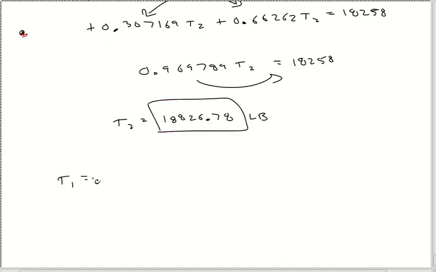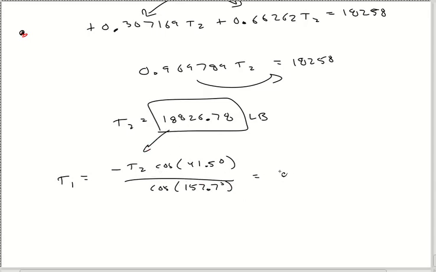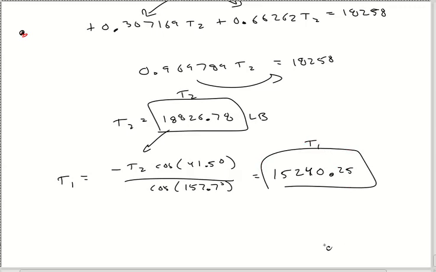And then T1, actually we have a formula for that, right? If you go back, oh, I'm sorry, it was the 40 in the top here, 41.5, 157.7. So I can plug that in. This is just a big number. Put it all in, and I get a T1 is equal to 15,240.25. Okay. So that's my T2, that's my T1, and we're done here, right?